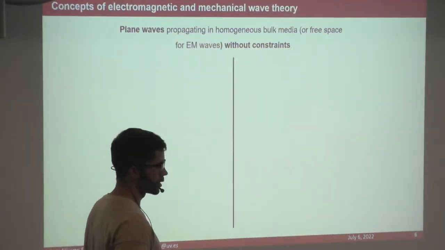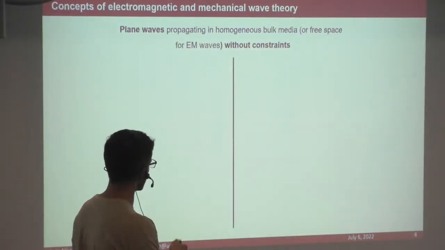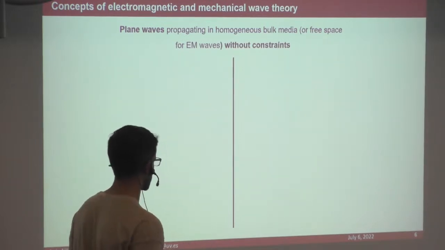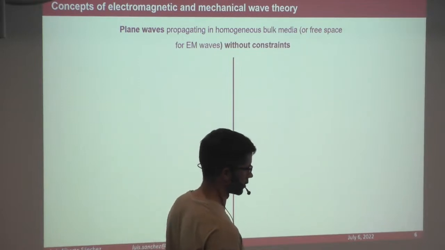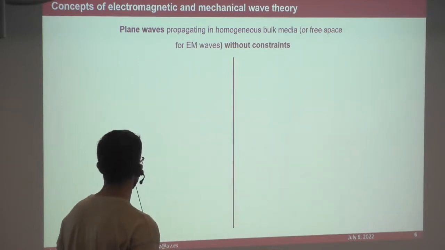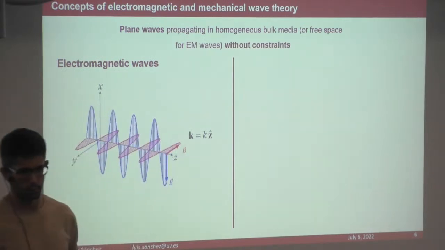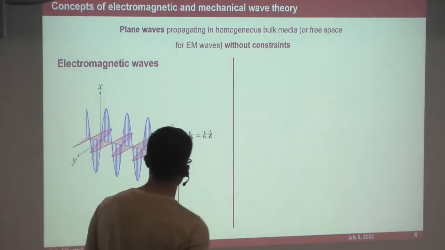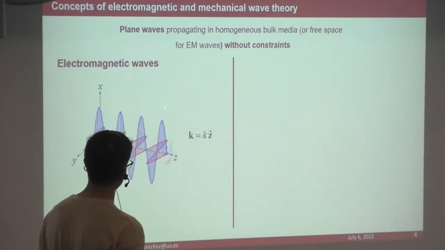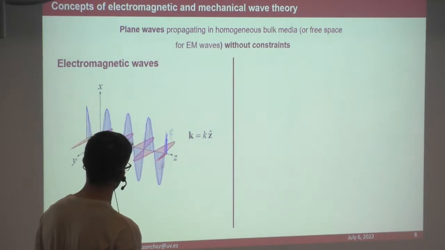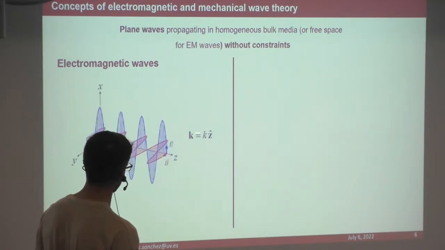For plane waves propagating in homogeneous bulk media or free space, in the case of electromagnetic waves, because as I told you, mechanical waves cannot propagate in vacuum. For plane waves, you probably know that electromagnetic waves are like this. They have an oscillating electric field and magnetic field. They propagate along this direction, in this case, the z direction.